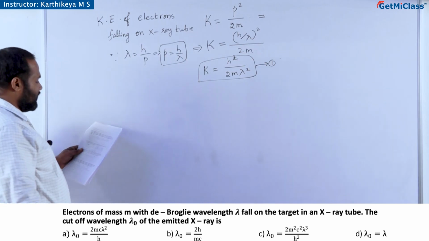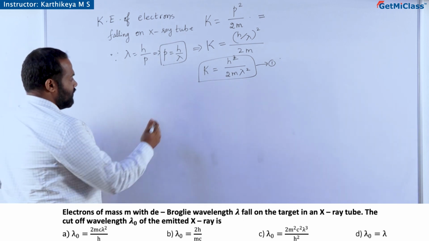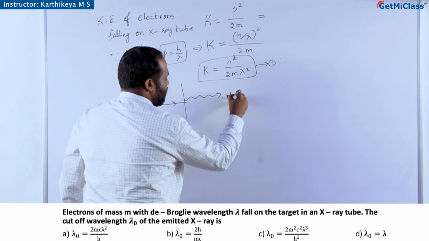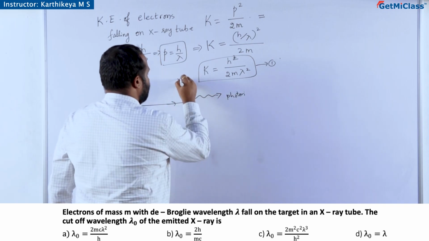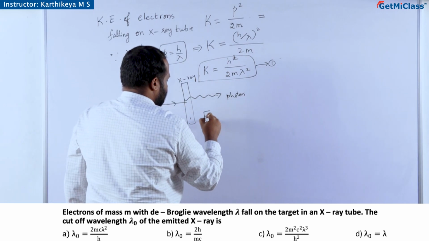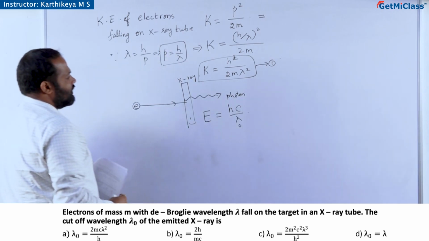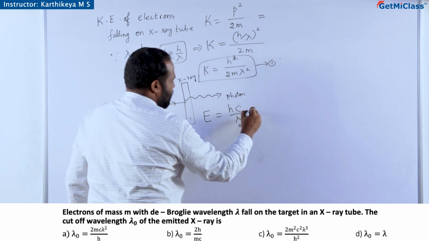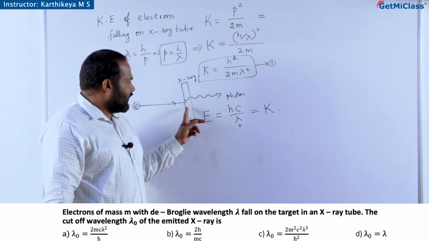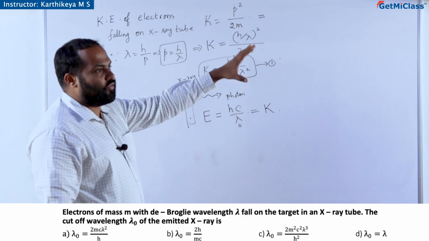This kinetic energy will be the energy by which a photon can be emitted from the X-ray tube. So an electron falling on the X-ray tube may emit the photon out. For that, the maximum energy of the photon is hc by lambda naught. That is the threshold one. So the energy of the photon for it to be emitted out of the X-ray tube will come from the kinetic energy of the moving electrons.